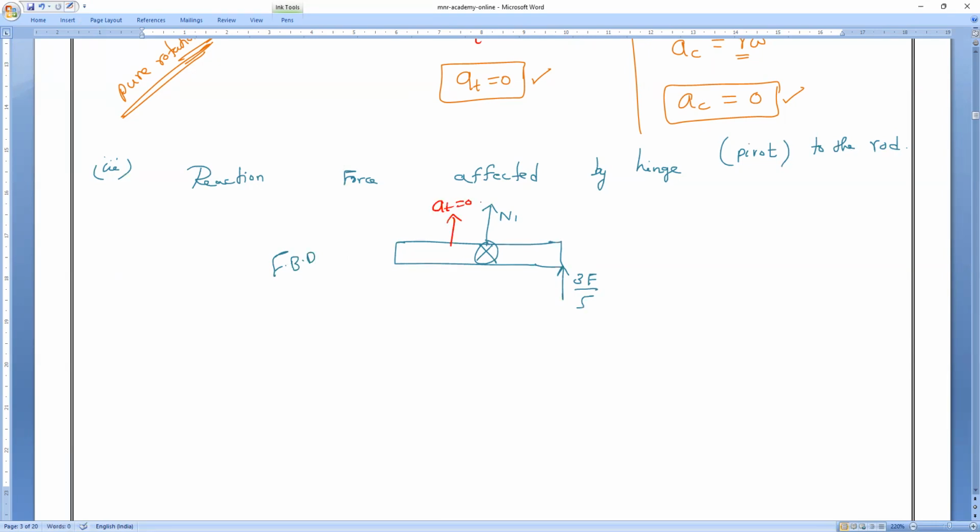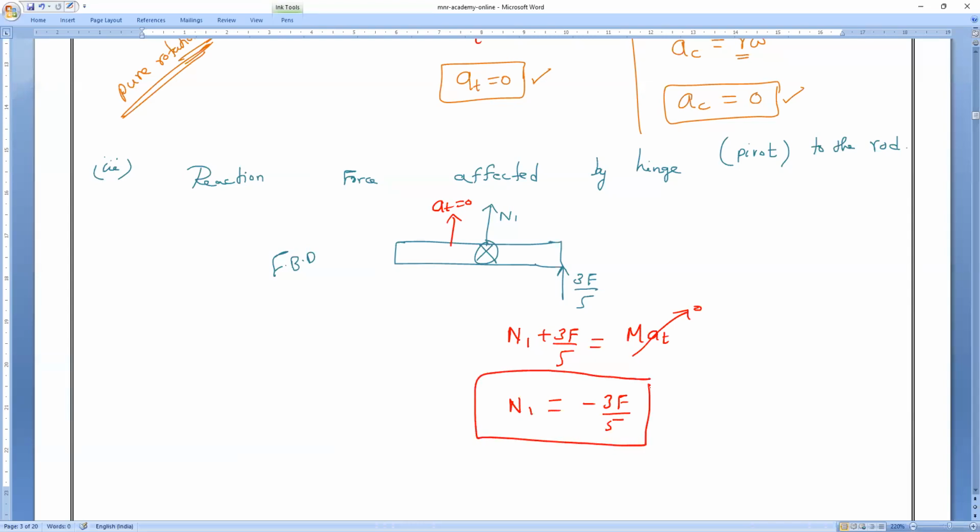Tangential acceleration equals what? 0. So if I draw the FBD, what will happen? N1 plus 3F by 5 equals M into tangential acceleration. As tangential acceleration is 0, N1 is equal to minus 3F by 5. So that is the normal reaction.